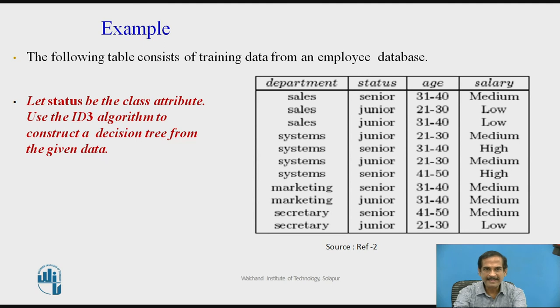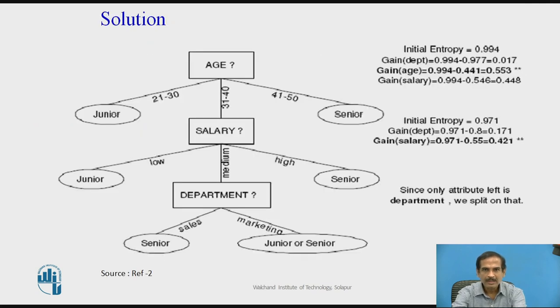Now we go for an example which consists of the training data from an employee database. And here we are going to use the ID3 algorithm to construct a decision tree from this given data. Here we see the initial entropy, then we find the gain of department, gain of age, gain of salary, and the initial entropy once again. At the different levels we are going to perform these particular computations.